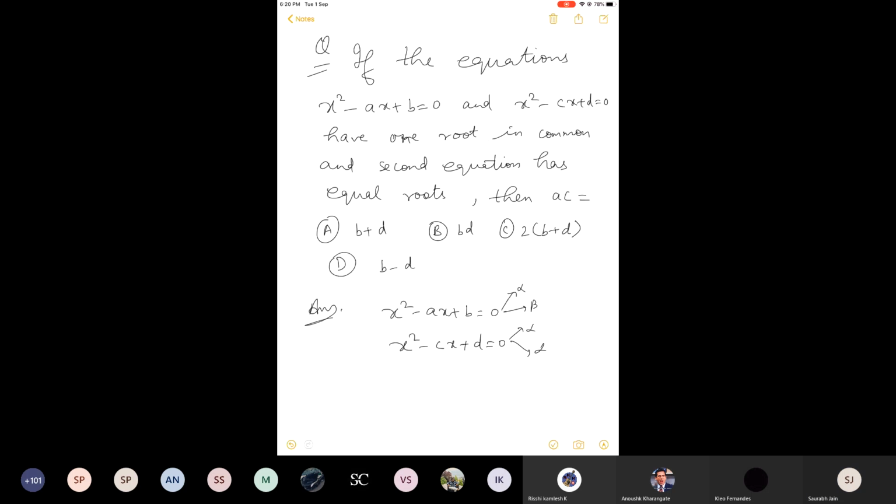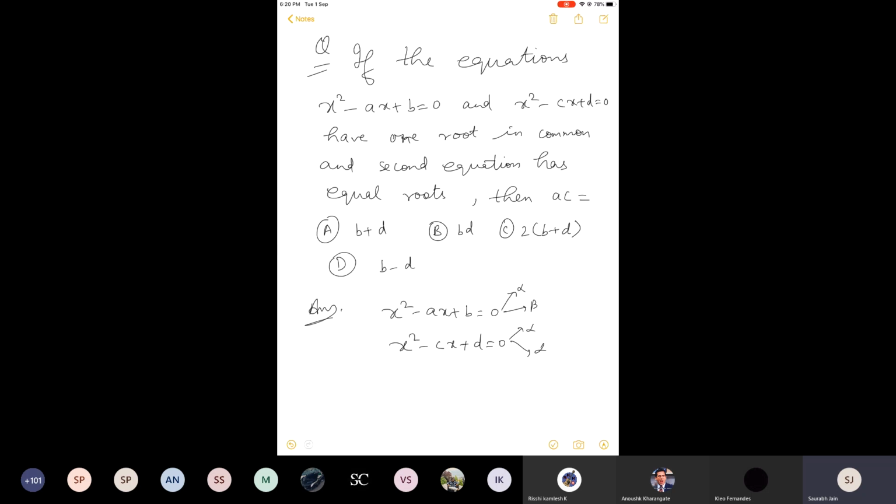Because both the equations have one root common. Sorry, second equation has equal roots. So let me take roots of the second equation as alpha and alpha. Though both are same, that does not mean that the first equation will also have both roots same. It is just given that one root is common. So either you can take alpha or you can take beta, because the first equation does not have equal roots.